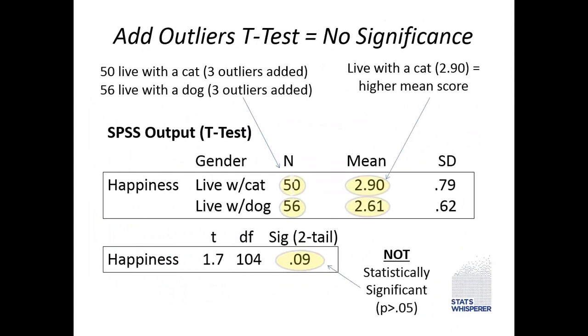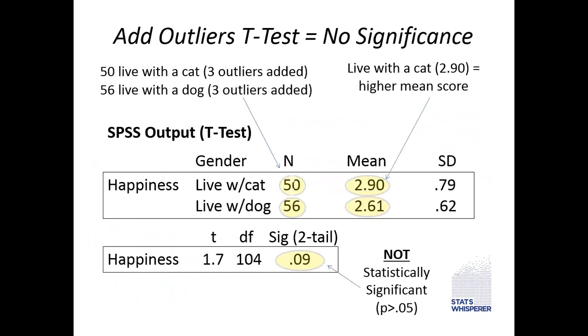If we just threw 3 outliers into each group, 3 outliers for cat and 3 outliers for dog, making each significantly higher and lower, what happens? So that's just 6 people added, but they're all outliers. Then the mean remains pretty close for the cat people, to 2.90, but for the dog people, now it's 2.61. So we entered a few really low scores for the cats and a few really high scores for the dog, and it brings the means closer to one another.